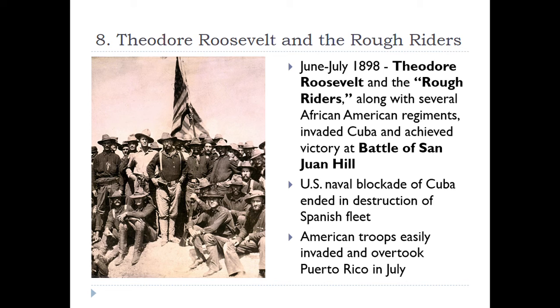After that, the U.S. Navy is going to blockade Cuba, surround it with ships, and destroy the Spanish fleet there. Next, they'll invade and easily take over Puerto Rico in July. So this war really is a big mismatch. The U.S. is far superior to Spain, and it's a 3 to 4 month war, sometimes referred to as a splendid little war by certain Americans. And Spain really didn't have much of a chance.